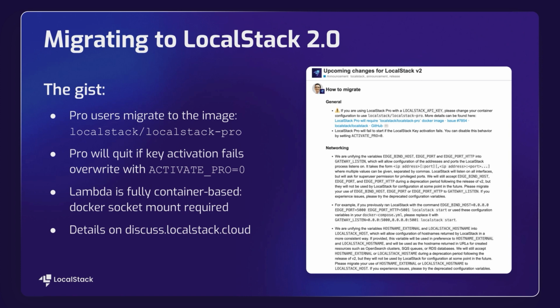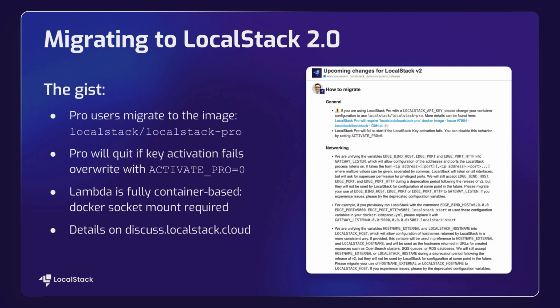But this means that if you migrate from a 1-point-something version to a 2.0, and you're using LocalStack Pro, you will now need to use the LocalStack Pro image. There's a dedicated image for that, and we've been showing deprecation warnings over the past iterations of 1 point since 1.3. Pro will now quit if the key activation fails.